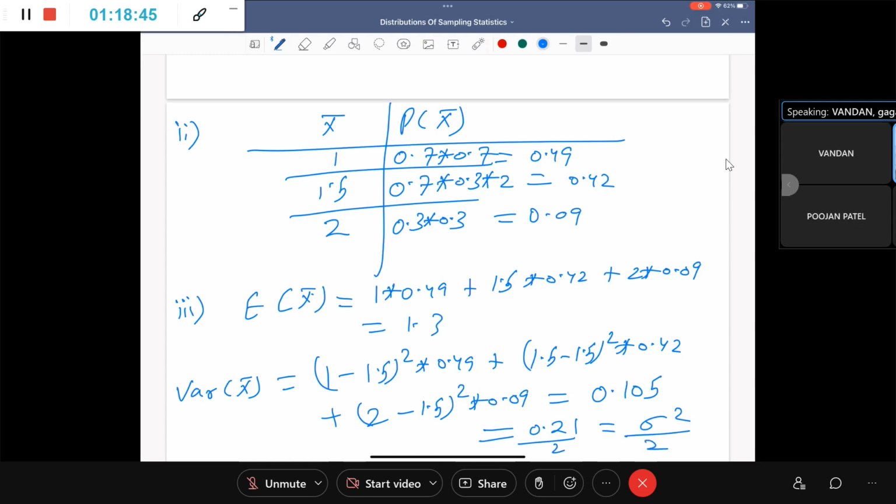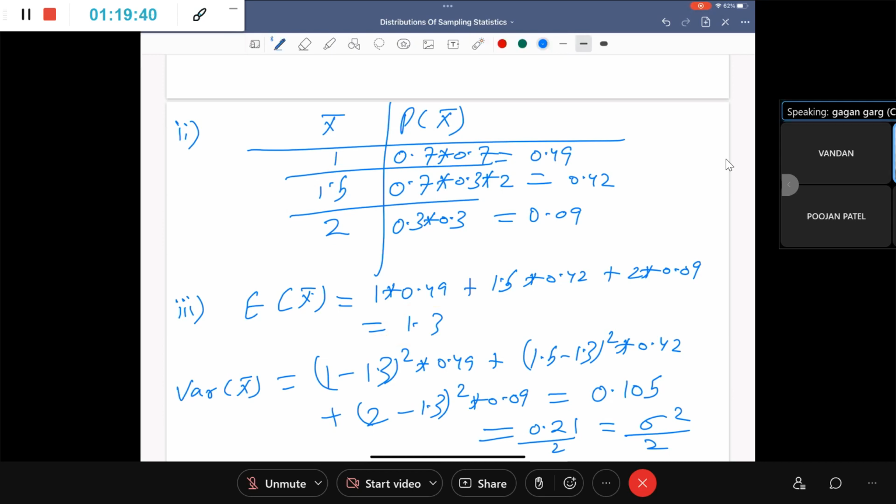Sir, in the variance of x bar, there should be 1 minus 1.3 instead of 1 minus 1.5. Yes, I think I made a mistake in writing. It should be 1.3 everywhere. Thanks for being awake. So 1 minus 1.3 whole square, 1.5 minus 1.3 whole square, and 2 minus 1.3 whole square. Why? Because the expected value of x bar is 1.3. Thanks for pointing it out.